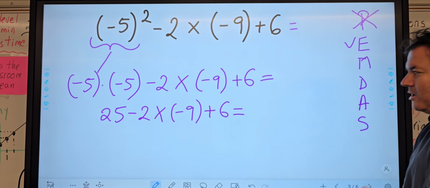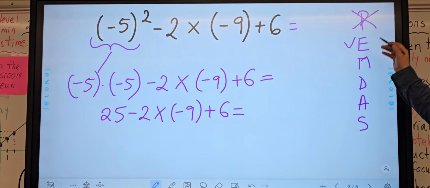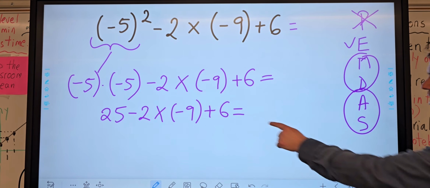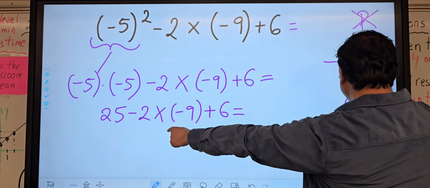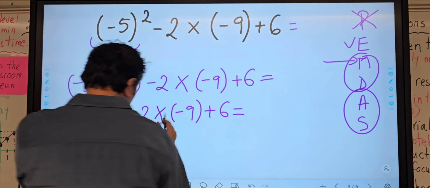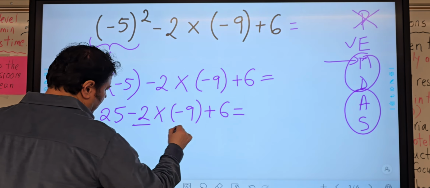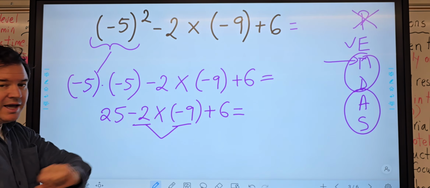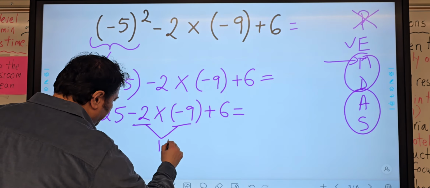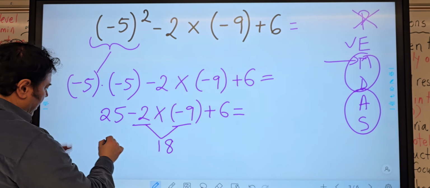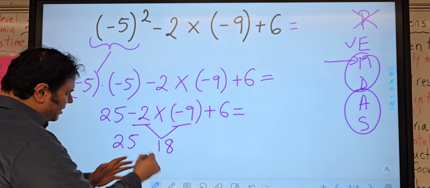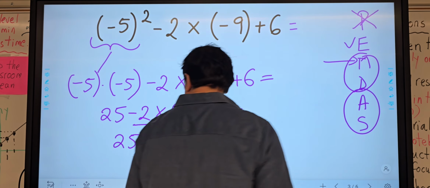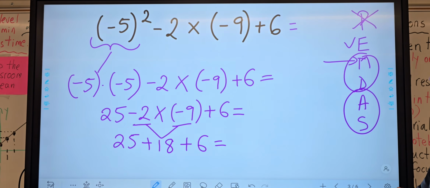Okay? And now let's see what goes next. Exponents, now multiplication and division, addition and subtraction. We have a multiplication right here, so now we are going to do that next. So let's multiply negative 2 times negative 9. And that becomes, again, a negative times a negative becomes a positive. 2 times 9, 18. Positive 18. So now we have 25. Since 18 is positive, we have plus 18 and then plus 6.